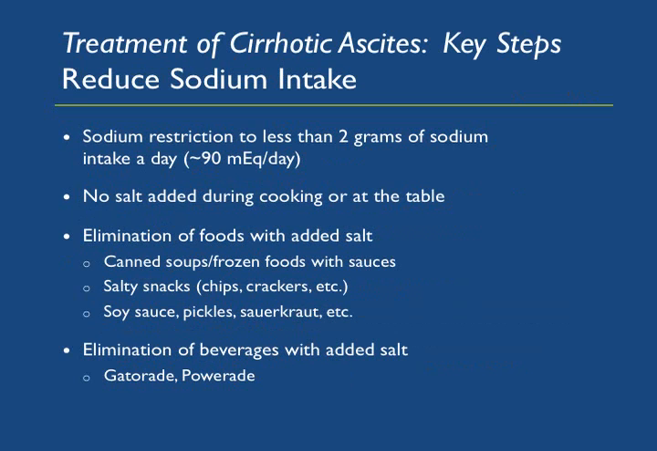So for treatment of cirrhotic ascites, the first essential key step is to reduce sodium intake. This must be reduced to less than 2 grams of sodium intake a day, which is about 90 milliequivalents. This includes adding no salt during cooking or at the table, the elimination of foods with added salt such as canned soups, frozen foods with sauces, salty snacks, soy sauce, pickles, sauerkraut, anything that's brined. Also, elimination of beverages with added salt, which are basically Gatorade and Powerade.